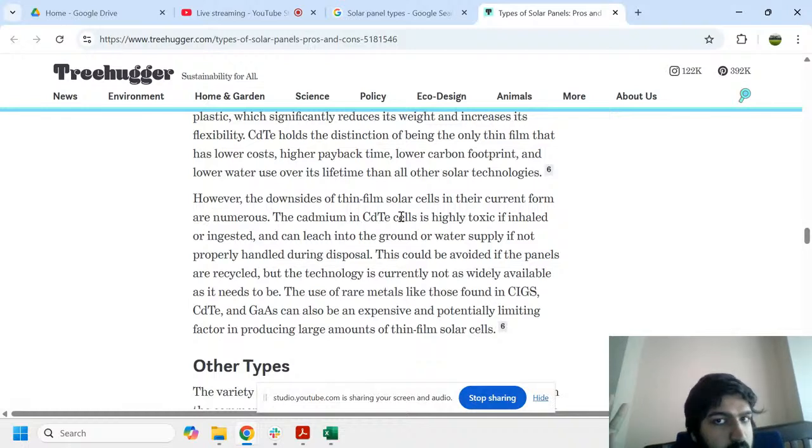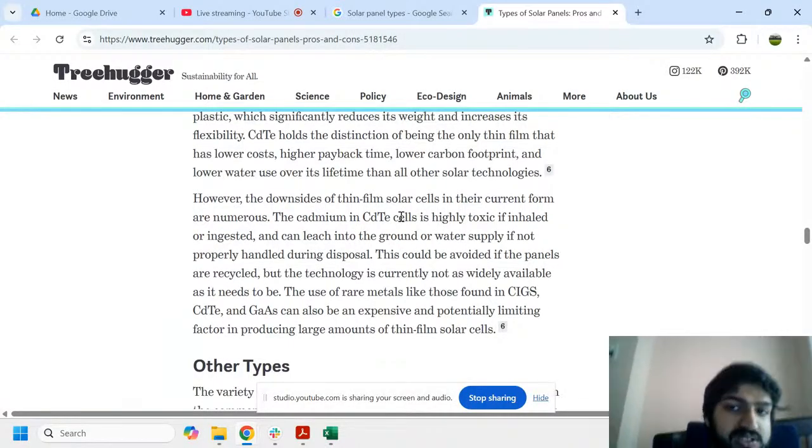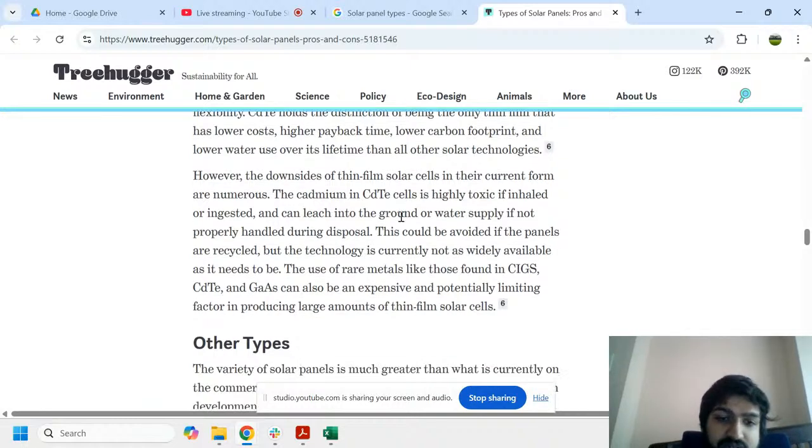What are the disadvantages? The cadmium in CdTe cells is highly toxic and, if inhaled or ingested, can leach into the ground or water supply if not properly handled during disposal. This could be avoided if the panels are recycled, but the technology is currently not as widely available as it needs to be. The use of rare metals like CIGS, CdTe, and GaAs can be an expensive and potentially limiting factor in producing large amounts of solar cells.